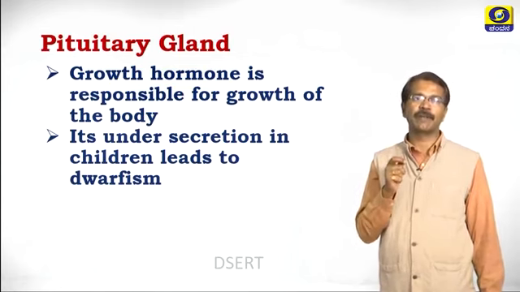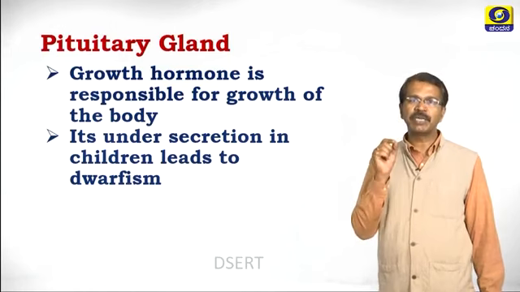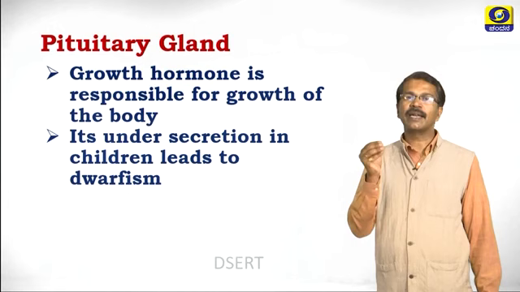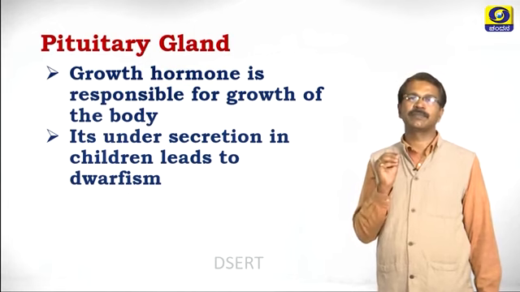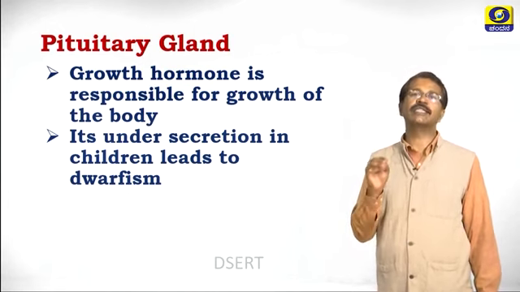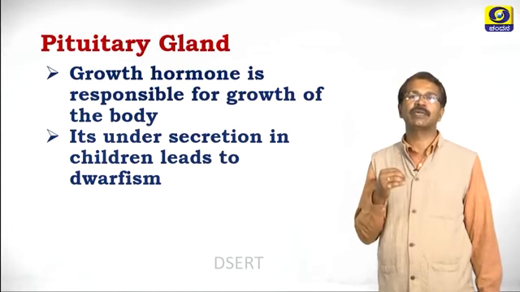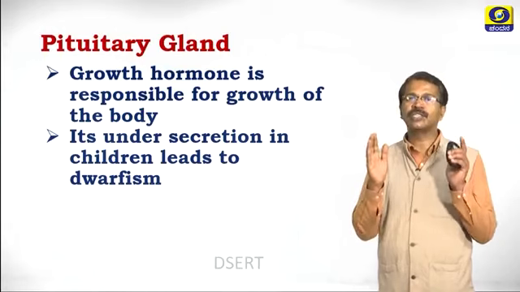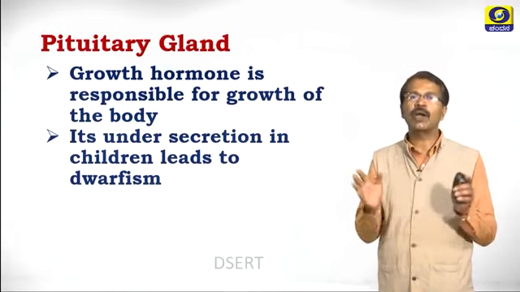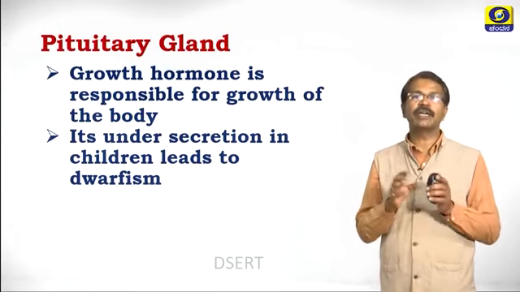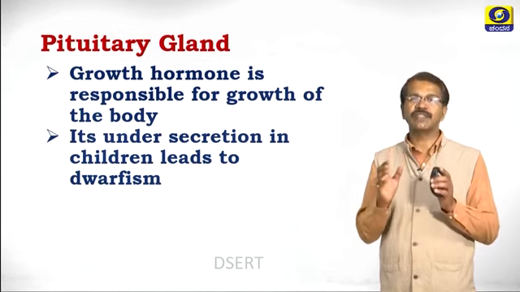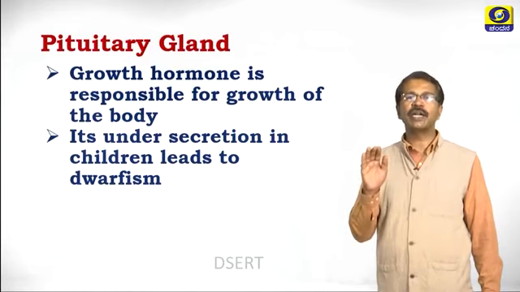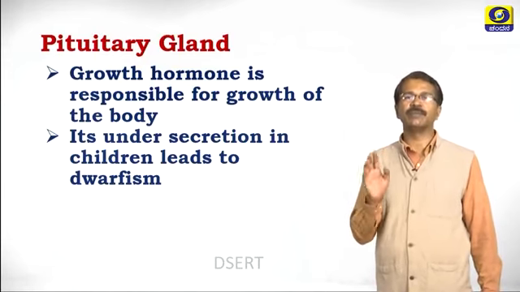In case of children, if this pituitary gland secretes growth hormone in less quantity, what happens? Growth will not occur in that particular child. Such a condition we call dwarfism. Stunted growth you will find.